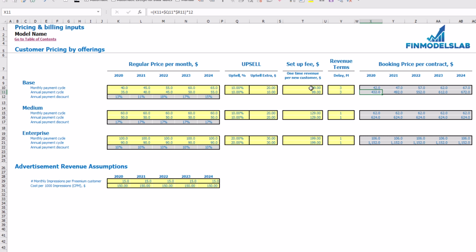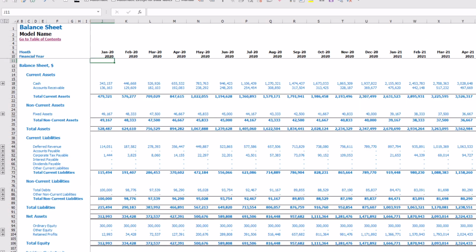Additionally, you can input one-time revenue setup or setup fee per new customer, which you can set up here, 50, 45 for example. If you don't need any setup fee, just clean the cells and you will not have any setup revenue. Also, you have revenue terms payment delay here, starting from 0 months to 12 months. If you don't need it, just select 0. If you use some months, for example 4 months, it will impact the accounts receivable line item in your balance sheet, which is here.